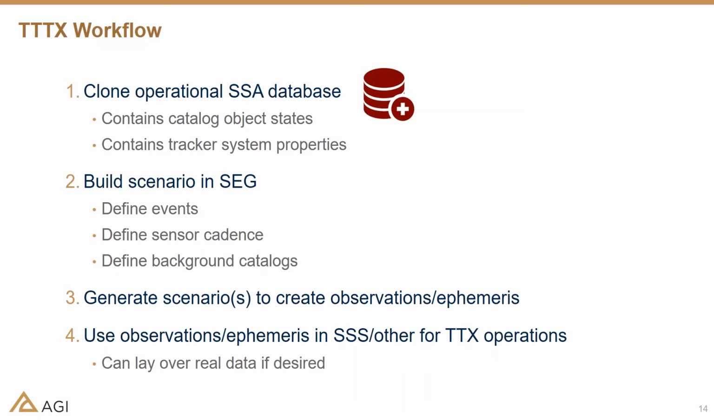But the main point of this is that SEG is using this database as its source of information for building scenarios and processing data. Once we have a database cloned, through the user interface, the user builds a scenario, adds events to that scenario, and each event has a sensor cadence, which we'll get into detail later, and is used to define how much tracking data is going to be generated for each object involved per event. And the user can define a set of background catalogs, which can be used to just populate their scenario with objects to create as much noise or as much complexity in their scenario as they want.